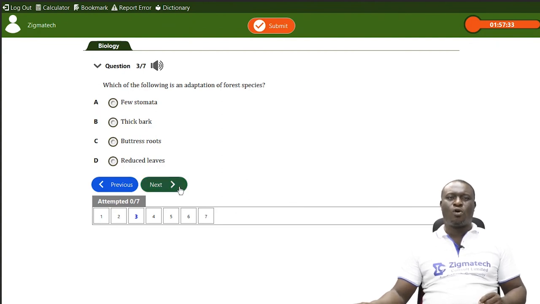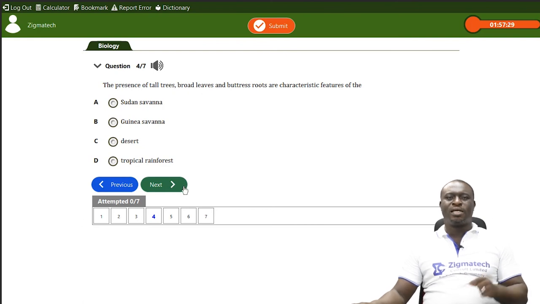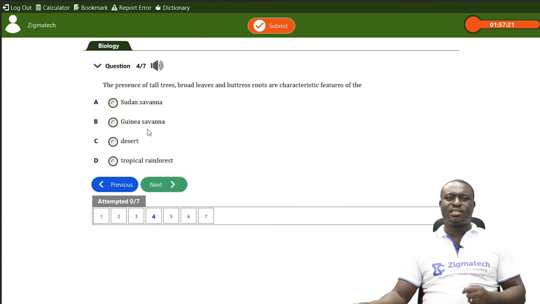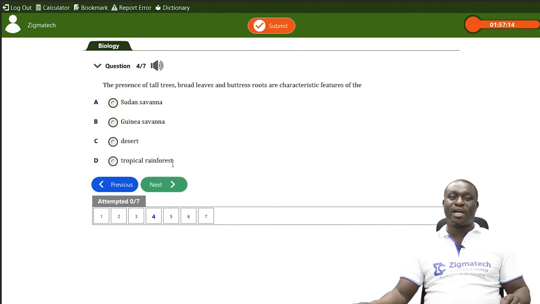Now let's take one more. They said here, look at this. The presence of tall trees, broad leaves, and buttress roots are characteristics of the following. A, is it Sudan savanna? B, is it Guinea savanna? C, it is desert. And D, is it tropical rainforest? The correct option is tropical rainforest.